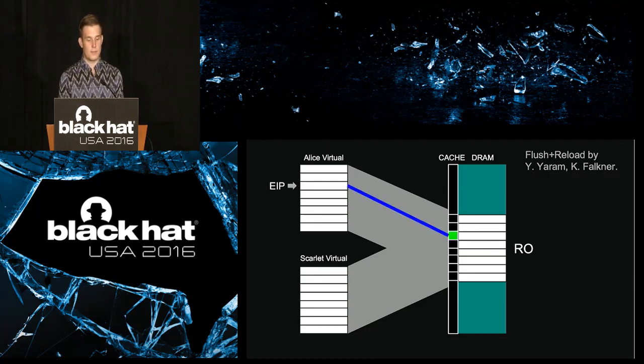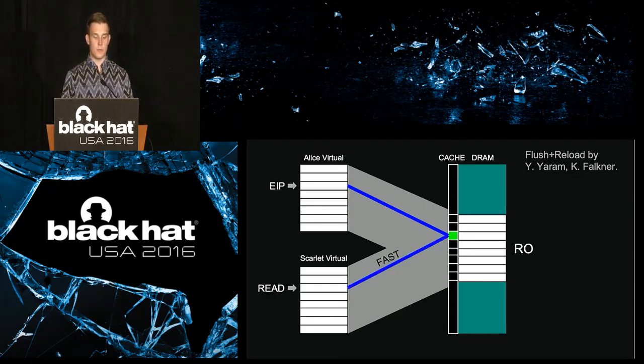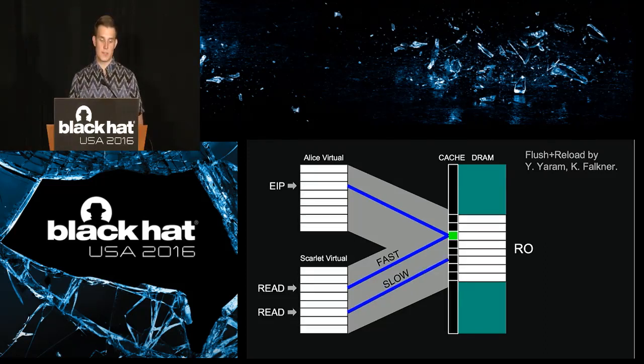The way FLUSH+RELOAD uses this is that when Alice's program is executing code, that code is going to get read from memory, and as it's being read from memory, it's going to get loaded into the cache. Now, if Scarlett comes along and reads from the same address of code, that read is going to happen really fast because it's already in the cache. If Scarlett reads from some memory that Alice hasn't been executing in a while, that read's going to be slow. It won't be in the cache. So by timing reads to various addresses in memory, Scarlett can tell which code Alice has been executing recently.